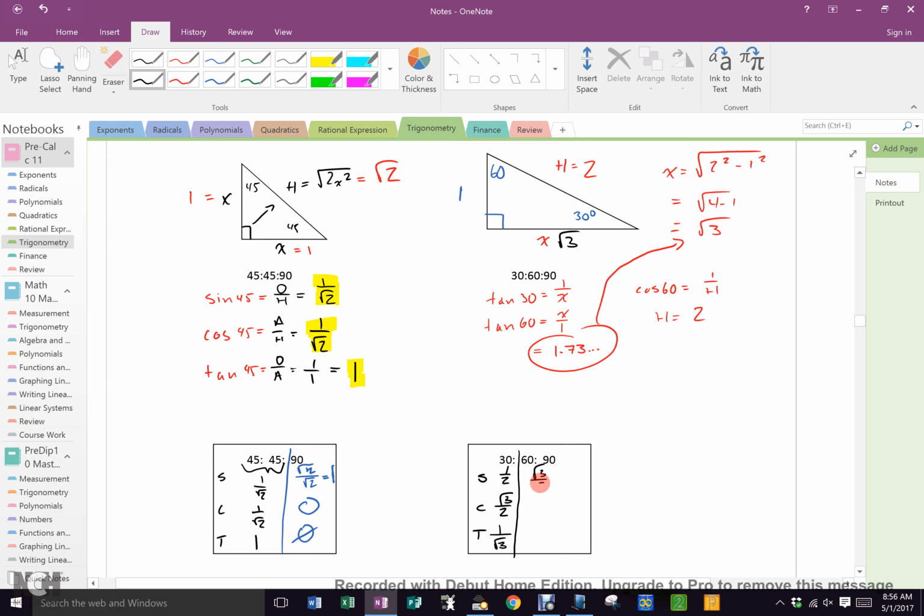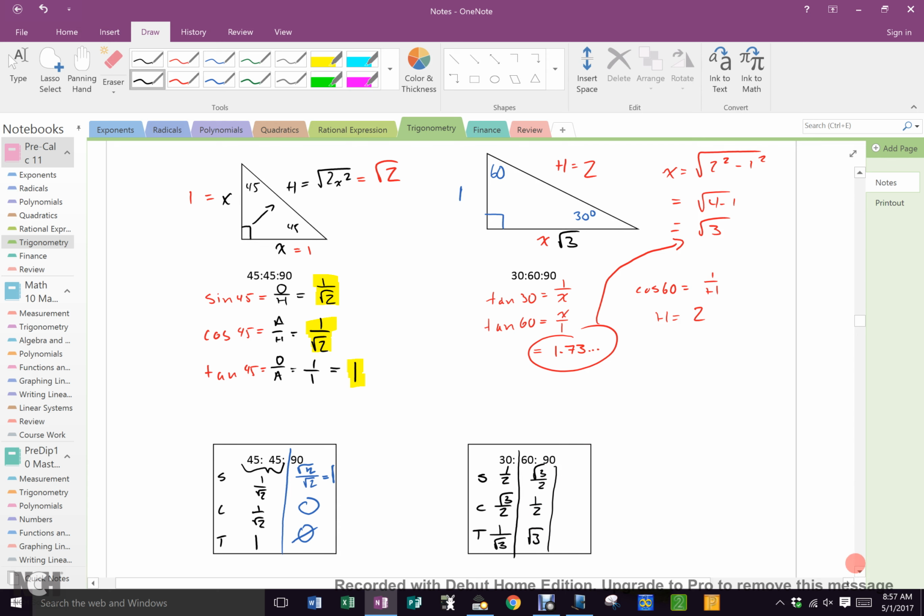Root 3 over 2. 1 over 2 and root 3 over 1, which is just root 3, yes? Right? And then do I need to do 90? I don't need to. Why? So I already did it over here, right? We know what 90s are. So how does this apply to the trig we are doing right now? Well, let's figure that out.